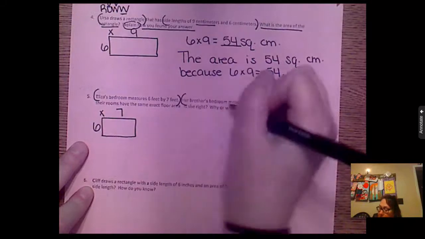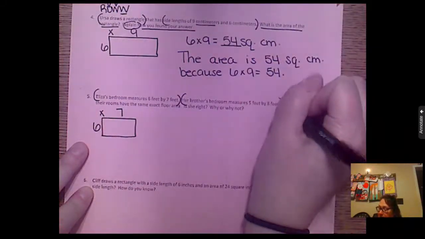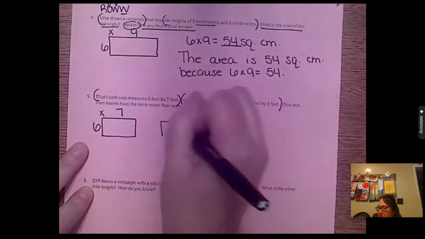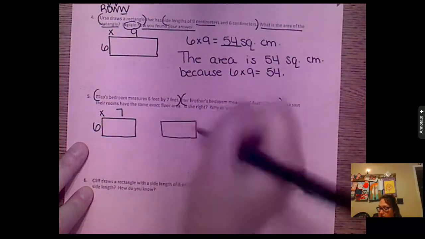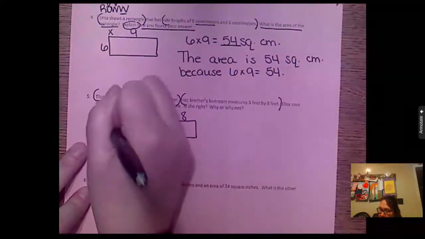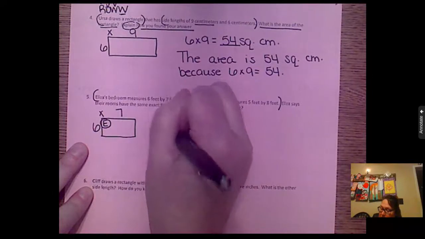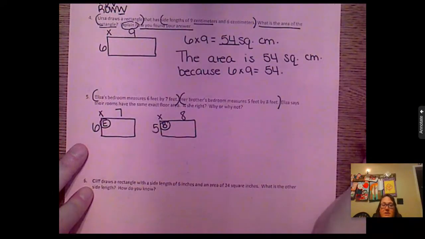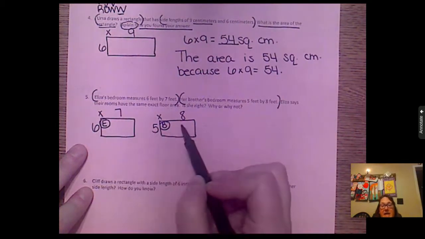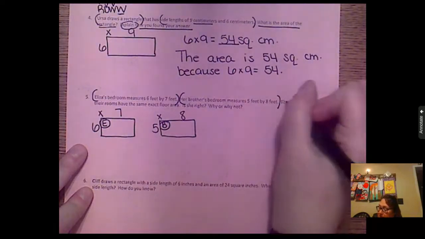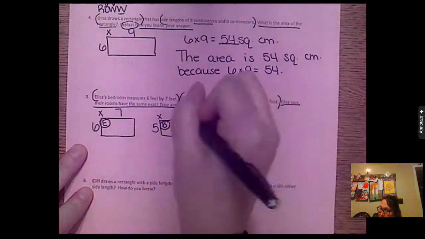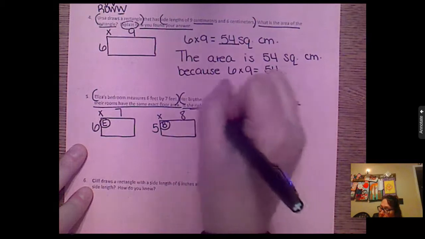Her brother's bedroom measures 5 feet by 8 feet. So we have 2 here. So I need another rectangle, 5 feet by 8 feet. I'm going to put an E in the corner here for Eliza, and I'm going to put a B in the corner of this rectangle to show that's her brother's rectangle. So Eliza's bedroom measures 6 feet by 7 feet. Her brother's bedroom measures 5 feet by 8 feet. Eliza says that their rooms have the same exact floor area. Is she right? Why or why not?